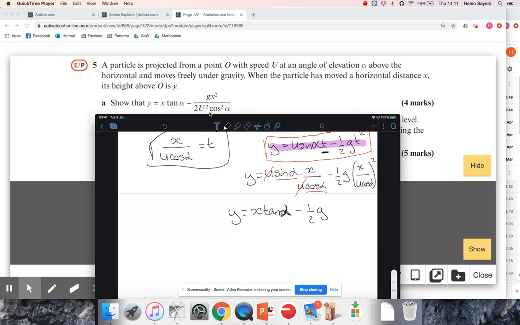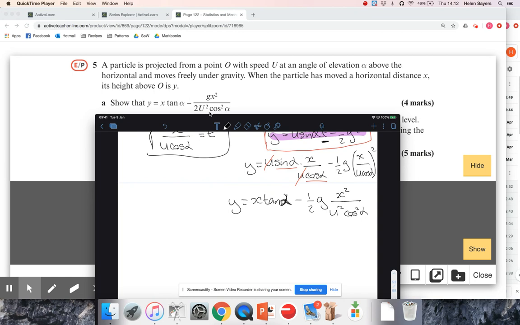So let's square out those brackets. So that'll be x squared in the numerator and u squared, and cos alpha all squared. You know from all your trig identities that convention says we write that as cos squared alpha. Okay, and then I think we're there. So let's just neaten that up. So I've got the x tan alpha.